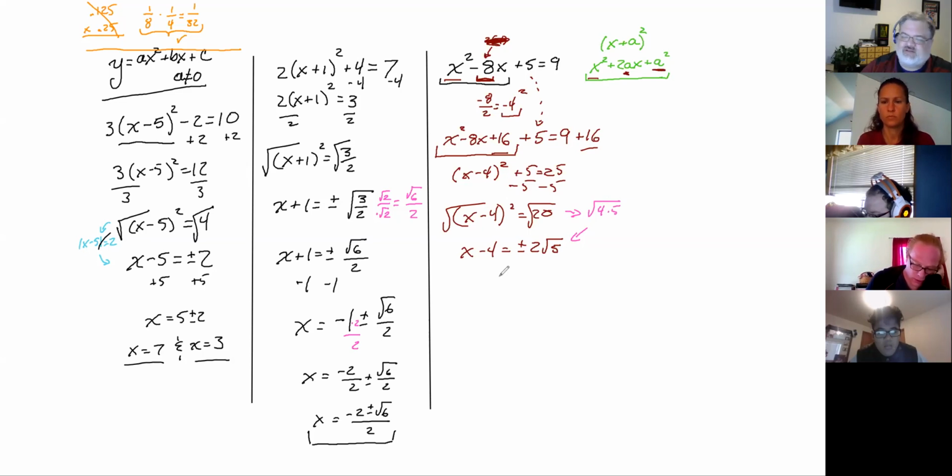You guys remember how to do that? Or it's in the background somewhere. You might need to review it. That's fine. But then add the 4, and x equals 4 plus or minus 2 square root of 5.